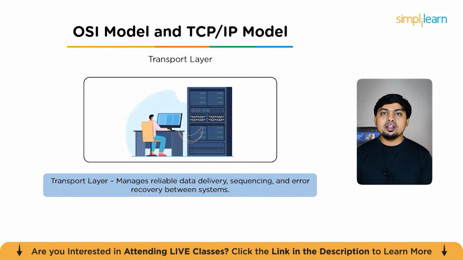TCP checks if every packet arrives safely. UDP just sends the data quickly without guarantee. This is like choosing between a secure courier, which is TCP, and an express delivery, which is UDP.